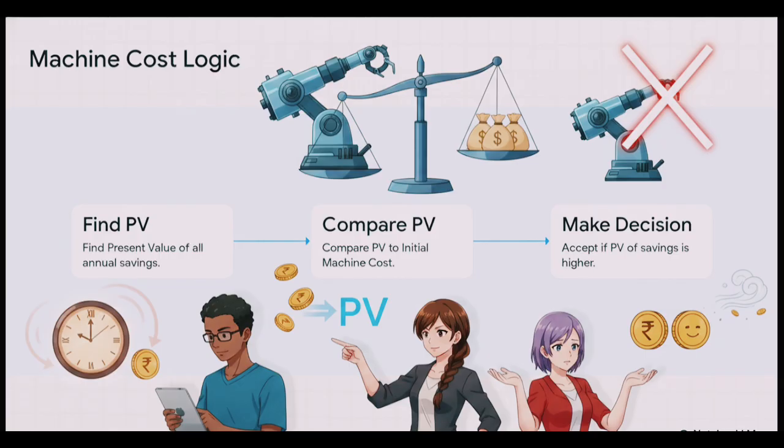Think about it. You are spending 10,000 today to effectively save 9,250 today. That is a net loss of 750 rupees. So you reject this machine. Always discount future savings to today's value before making your choice.